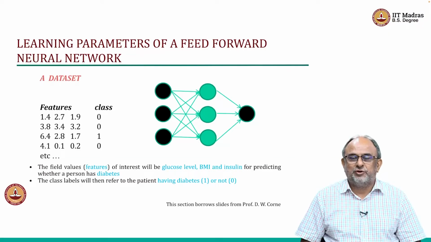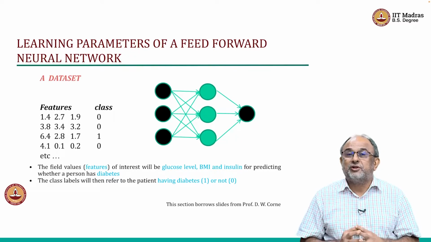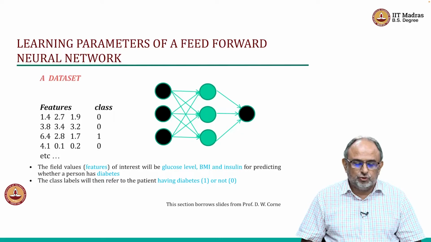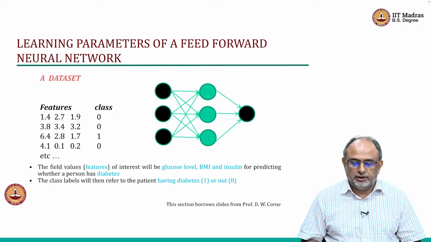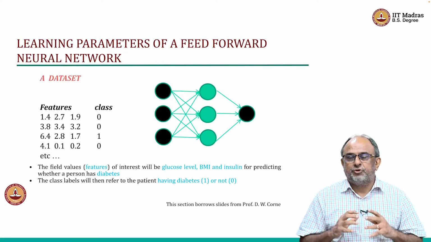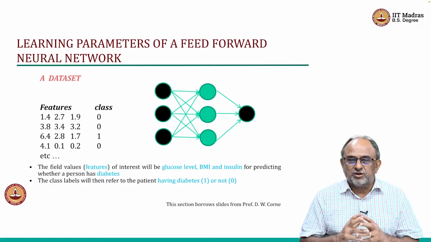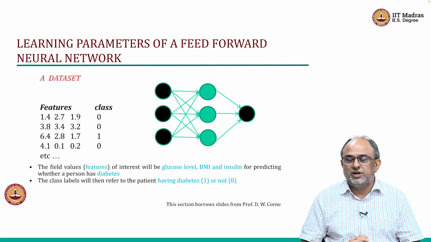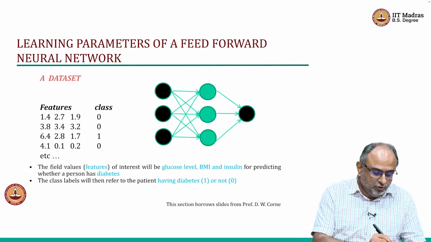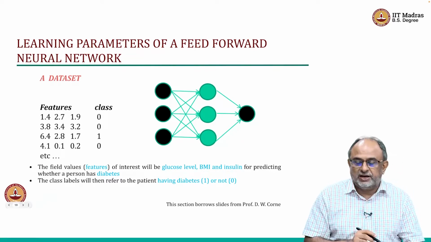Hello. So welcome back. This is another class on deep neural networks. We are going to continue, and I've maintained the slide exactly where I left off last class, where I was talking about an automated way, given three measurements of glucose level, body mass index, and insulin, to find out whether the patient has diabetes.